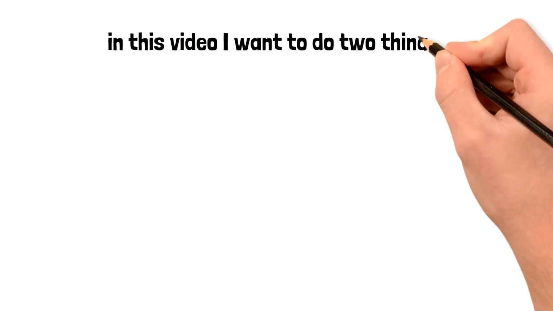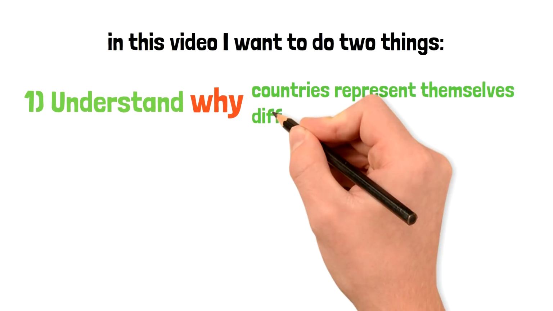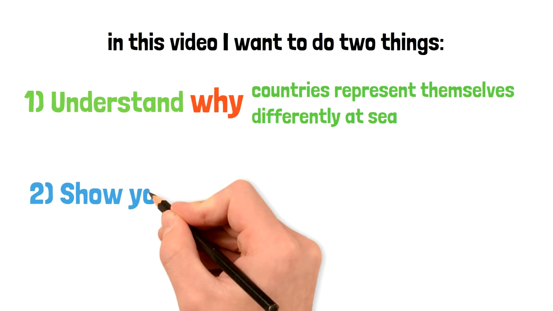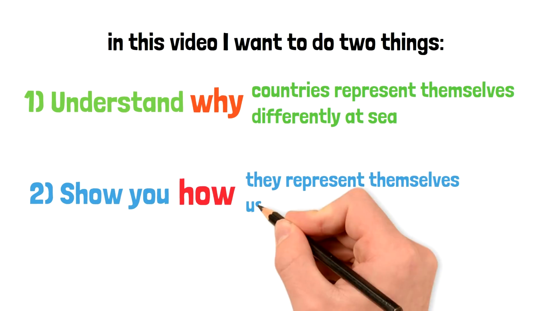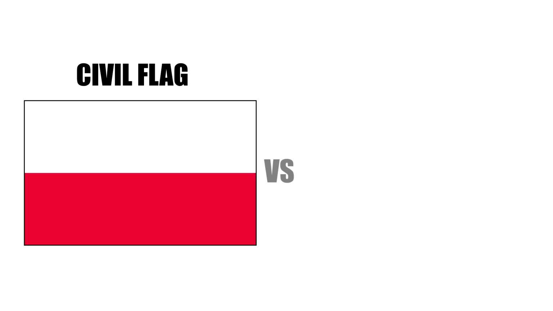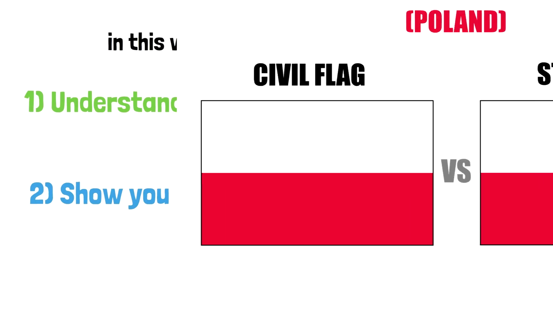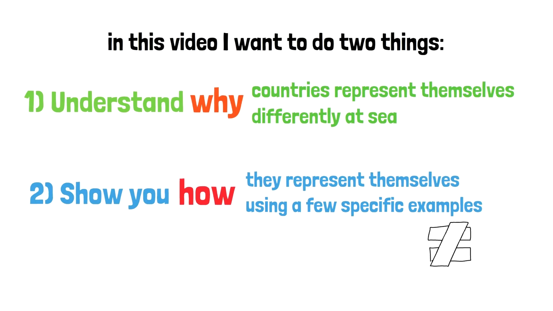So in this video, I want to do two things. One, understand why that is the case, and two, show you how they represent themselves using a few specific examples and demonstrating how they differ from the national flag. We could also mention the difference of state civil ensigns, which in the case of some countries also allow for a variant of the national flag on land, but that's a topic for another video, although I do mention a few of them here because they are the same.